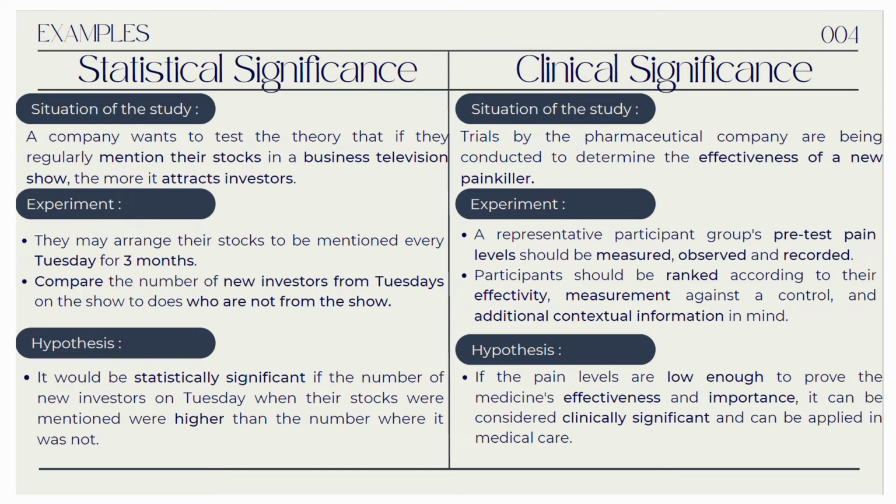In clinical significance, an example would be a pharmaceutical company testing the efficacy of a new anti-pain drug with clinical trials. The representative participant group will have their pre-test pain levels and then be closely monitored on their progression before recording their post-test pain levels. Participants are categorized depending on their level of effectiveness, weighed against control, and with further contextual data taken into account. The researchers will have a more informed sense of the new drug's effect and can apply it to medical practice if its promise is effective.